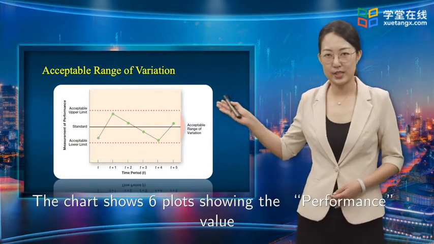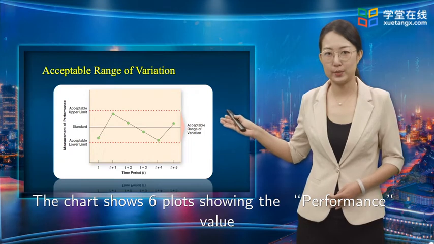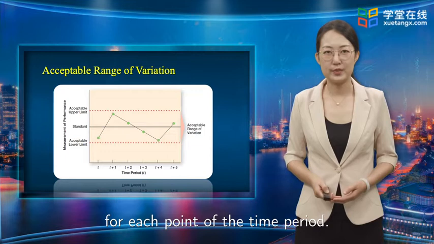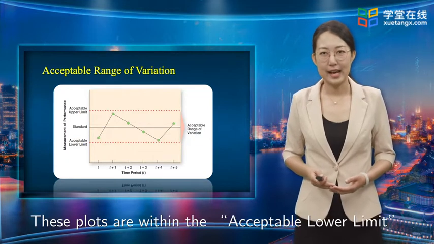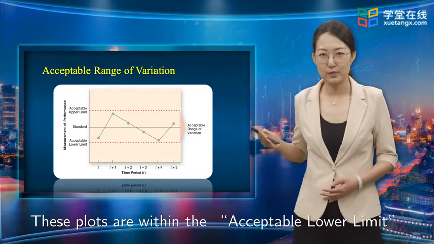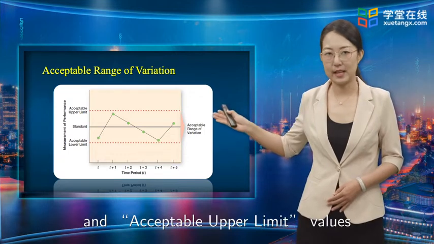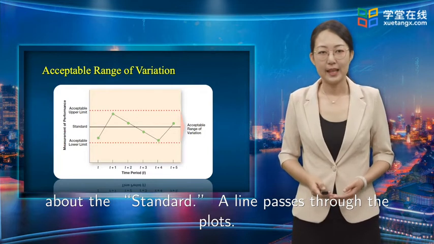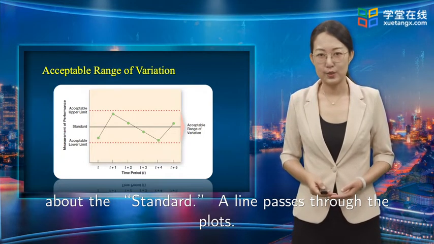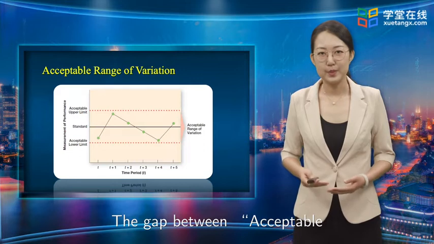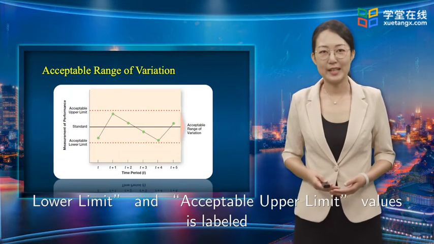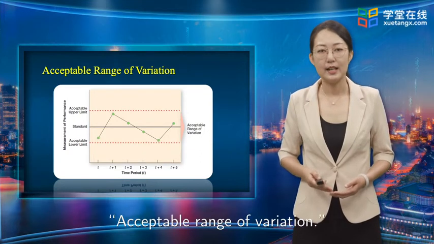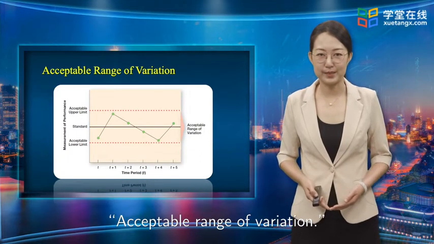The chart shows 3 plots showing the performance value for each point of the time period. These plots are within the acceptable lower limit and acceptable upper limit values about the standard. The line passes through the plots. The gap between acceptable lower limit and acceptable upper limit values is labeled acceptable range of variation.